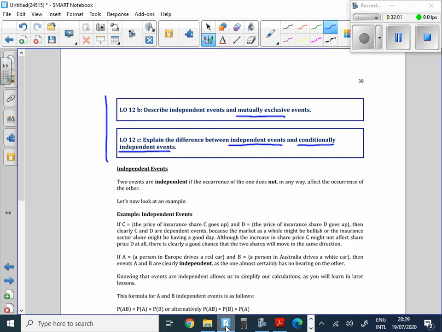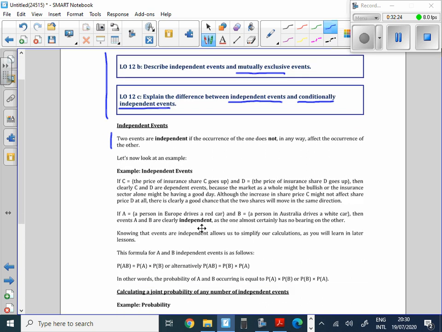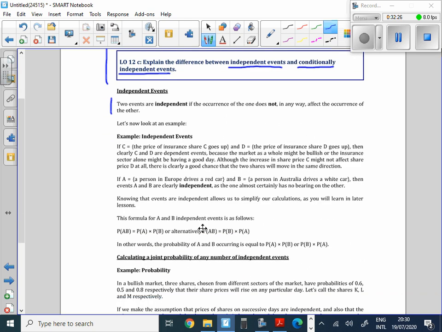Let's start off with independent events. Two events are independent. It's easy to remember: independent means that neither one influences the other. I'll read you the formal definition. Two events are independent if the occurrence of the one does not in any way affect the occurrence of the other. And I keep threatening to change this example because I don't love it.